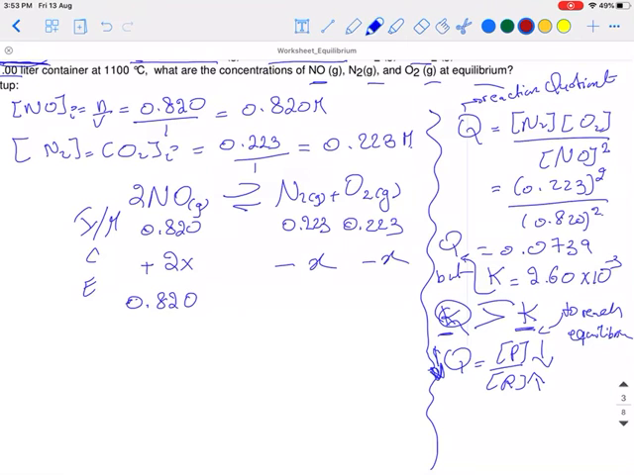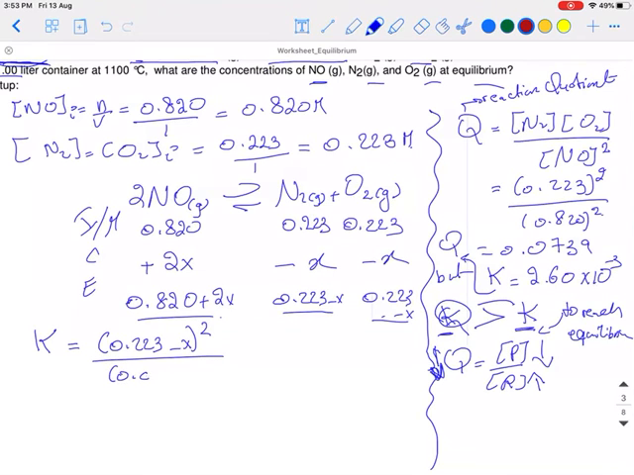So 0.820 plus 2x, 0.223 minus x, 0.223 minus x. Now we can solve for x. K equals the product over the reactant squared. So 0.223 minus x to the power of 2 over 0.820 plus 2x to the power of 2, which is equal to the K given, 2.6 times 10 to the negative 3.